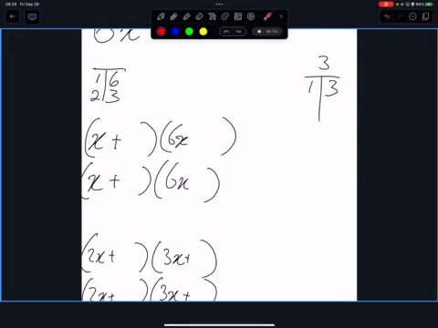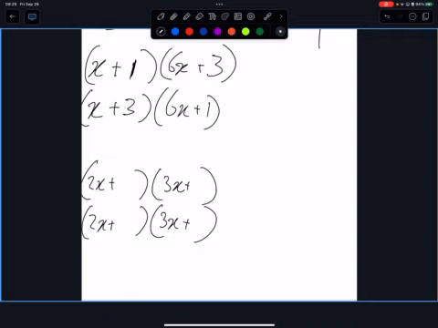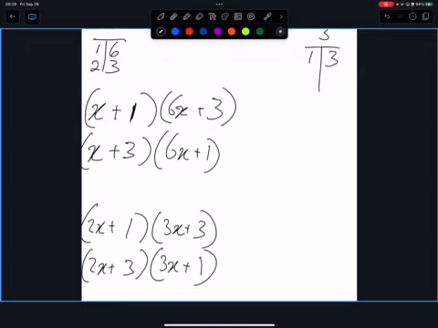So, what are my answers? Possible answers, 1 and 3. So it's either 1, 3, or 3, 1. Those are the possible solutions. And now, trial and error.